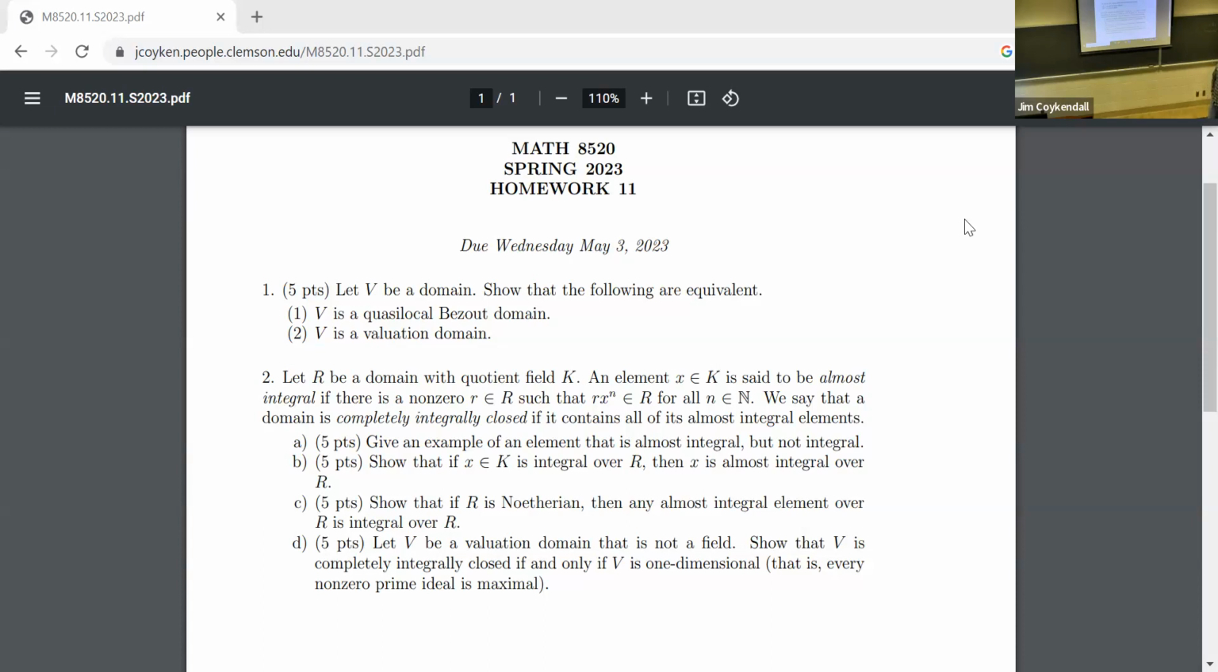So this last one: let V be a domain. Show the following are equivalent. V is a quasi-local Bézout domain. Now you probably know what one of those words means. Quasi-local means there's a unique maximal ideal.